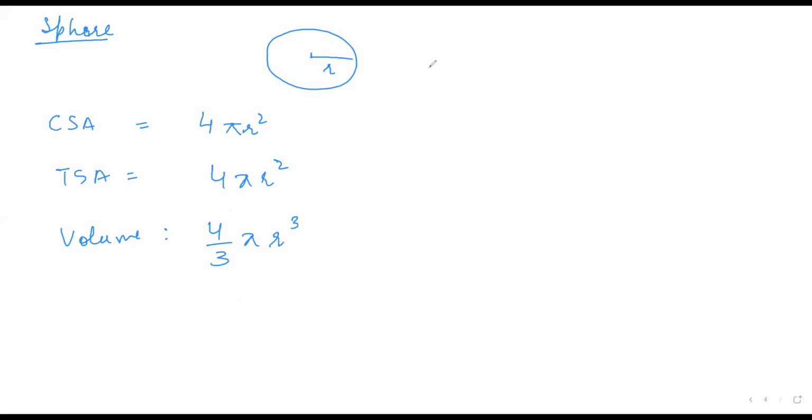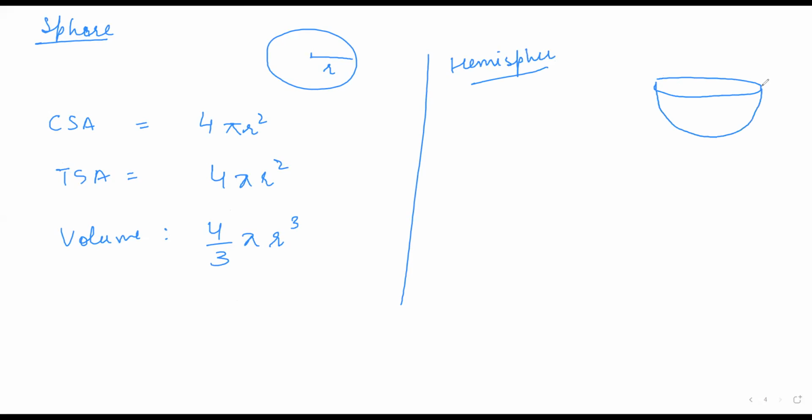Okay. Now you come to hemisphere. So hemisphere is like just half of it. Okay. Now curved surface area will be half of the sphere. So it is 2 pi r square, right? But the total surface area, it will be curved surface area, right? 2 pi r square plus area of the top, which is pi r square. So that becomes actually 3 pi r square.